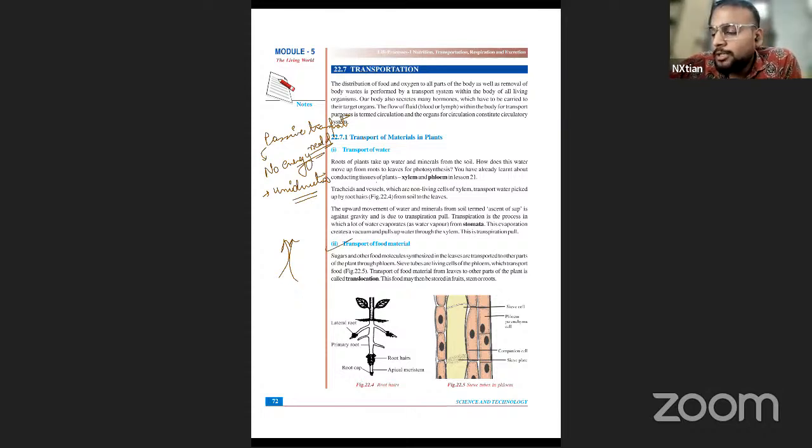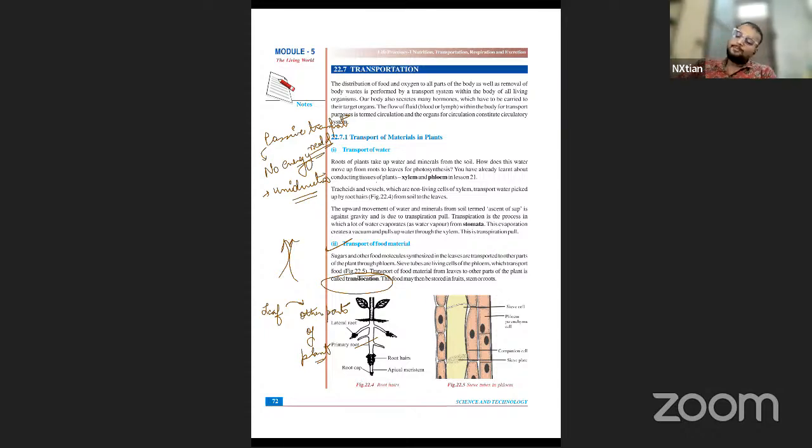Now, transportation of food is also called translocation. Why translocation? First of all, how does transportation of food occur? In transportation of food, the food will travel from the leaf to the other parts of the plant. So in transportation of food material, the food is traveling from leaf to the other parts of a plant, and in transportation of water, the water is traveling from roots to the leaf.